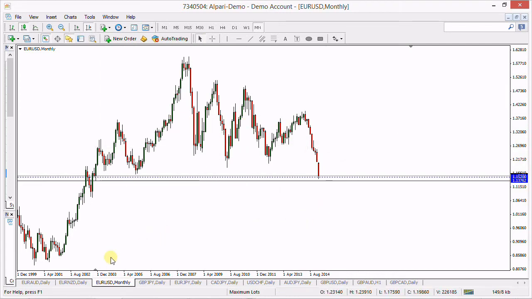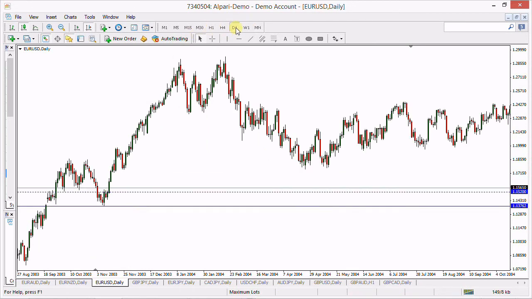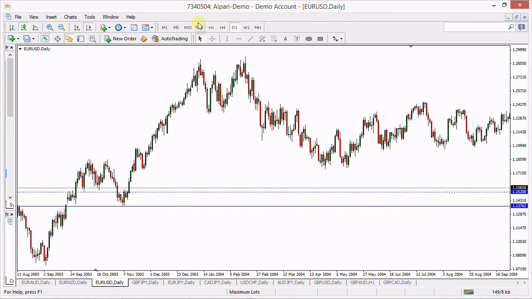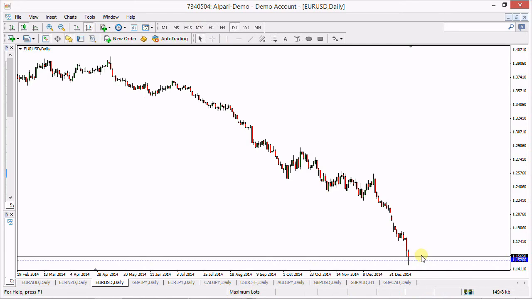So we shall see whether or not this level holds. There's the demand level again, and this is the picture, red candles coming in. So we're watching that one for opportunity.